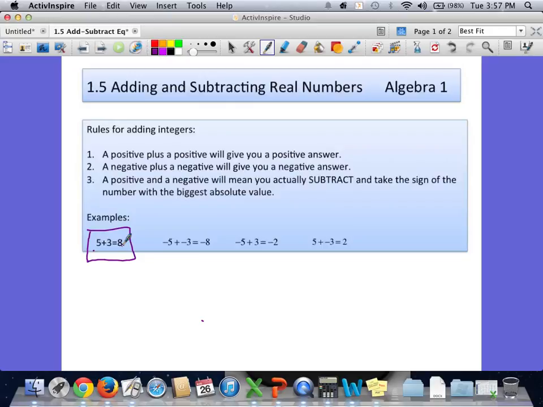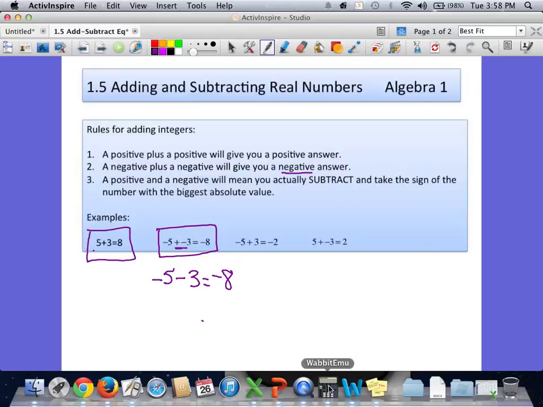A negative plus a negative will give you a negative answer. So, -5 plus a -3 equals a -8. Now, we won't be using the signs that have a plus negative. We will just simply write -5 - 3, that equals -8.